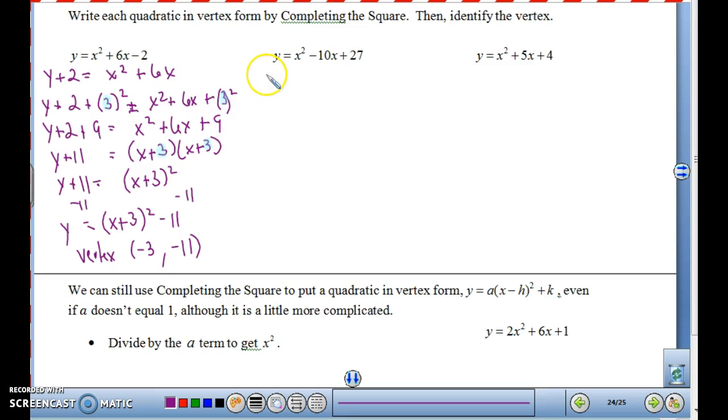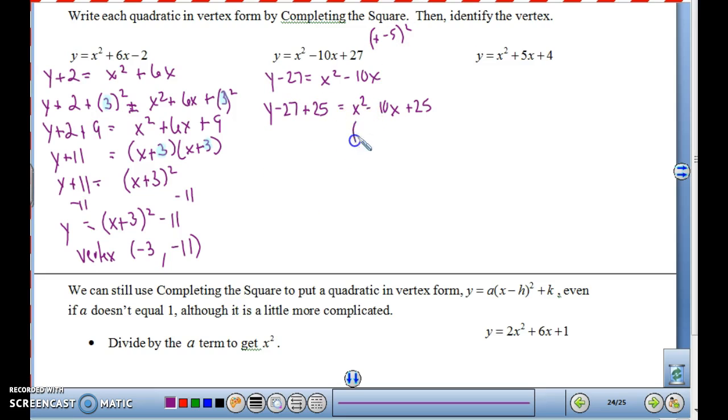So subtract the 27: y minus 27 equals x squared minus 10x. Now if I take half of the b term, it's going to be negative 5, and negative 5 squared is 25. So y minus 27 plus 25 equals x squared minus 10x plus 25, because I added negative 5 squared to both sides.